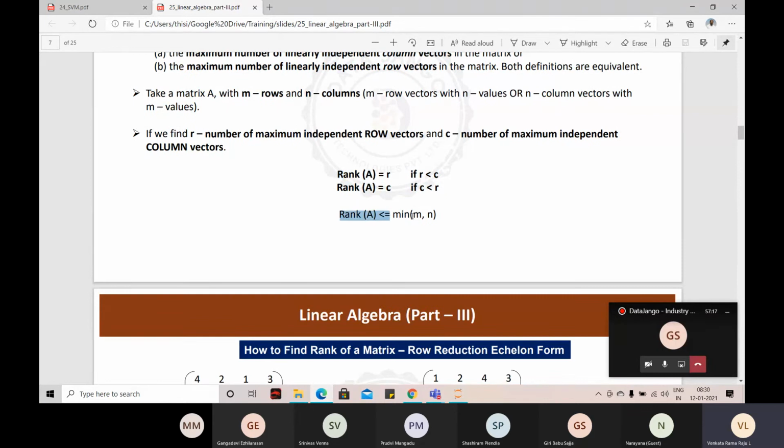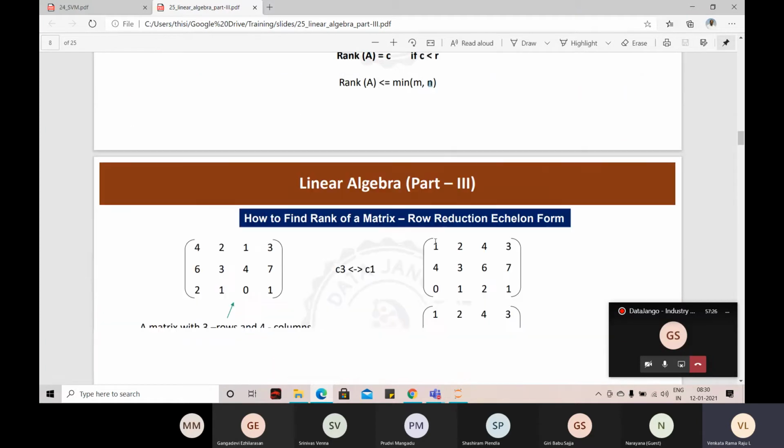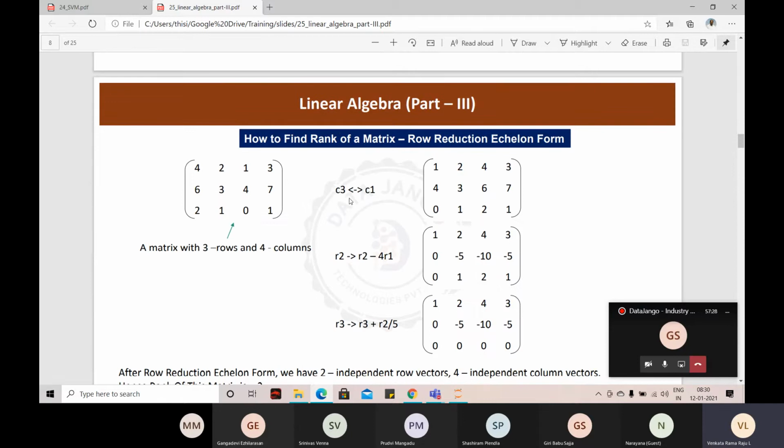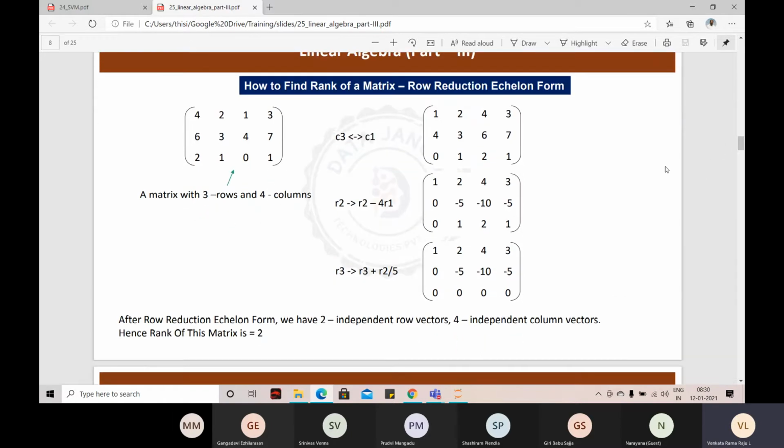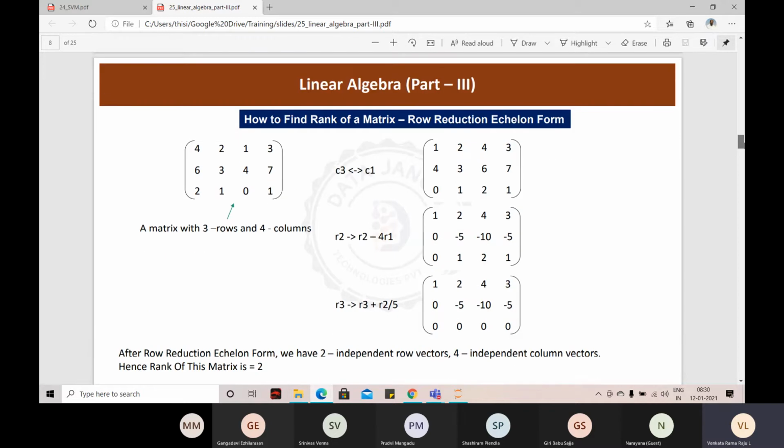Rank of A is always going to be less than or equal to the minimum of m comma n. So if you have 4 rows and 3 columns, it is going to be less than or equal to 3 only. Let me show you. This is called row reduction echelon form. I am covering most of the linear algebra in 1 hour. It's a fast track course on linear algebra, but this is enough. Whatever I covered here, if you understand, that is enough. Don't go deep into linear algebra, it will take 2 years. So how do we find the rank of a matrix?